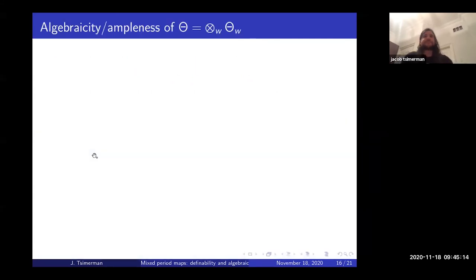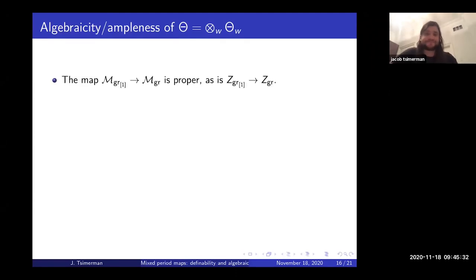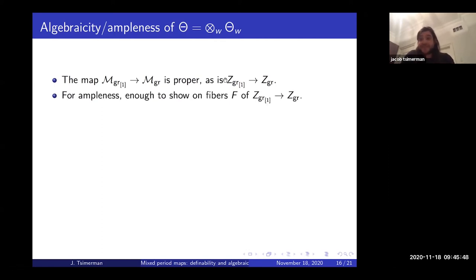Okay, so let me now explain how the ampleness is proven. Again, we did this one weight at a time. To get our theta, we just tensor up these theta bundles over all the weights, and that gives us a global theta bundle, which is what's actually relatively ample. So why is this true? The map from the weight one extension moduli space, just the graded moduli space, is proper because the fibers are compact complex tori. So the map on your images is proper as well. And that means to show that your bundle is relatively ample, it's enough to work on fibers.